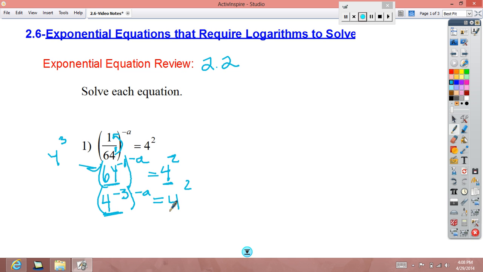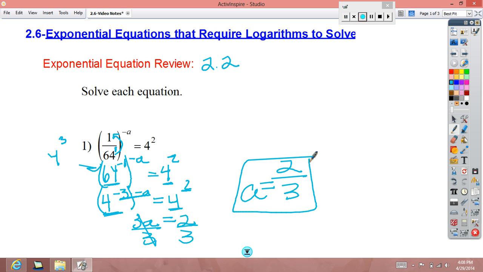And now they have the same base. I have 4 and 4, and so I can equal these exponents. So negative 3a times negative a is 3a equals 2, right? Because they have the same base, so I can equal, divide by 3, and there's my value, 2/3. Right? So we've done those before. That was in 2.2. We should know how to do those. So these are ones that we're going to require logarithms.